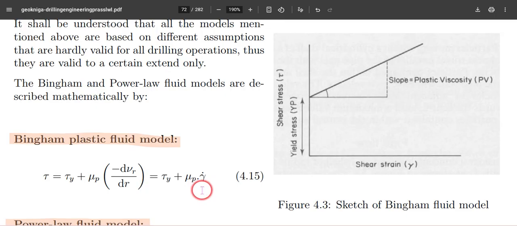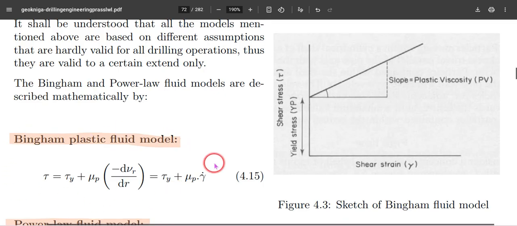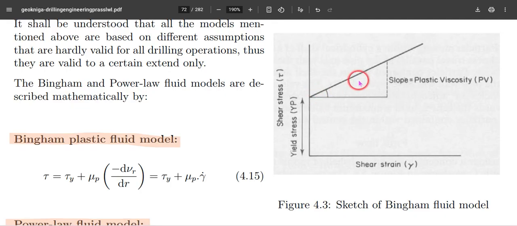That proportionality constant is called the plastic viscosity. This equation is geometrically described in figure 4.3, and we know that until a certain shear stress occurs, there won't be fluid flow, there won't be a shear rate, and once it crosses a threshold limit, or yield stress, or yield point, then there will be a direct linear relationship between the shear stress and shear rate. That proportionality, the slope of that particular straight line, is known as the plastic viscosity.